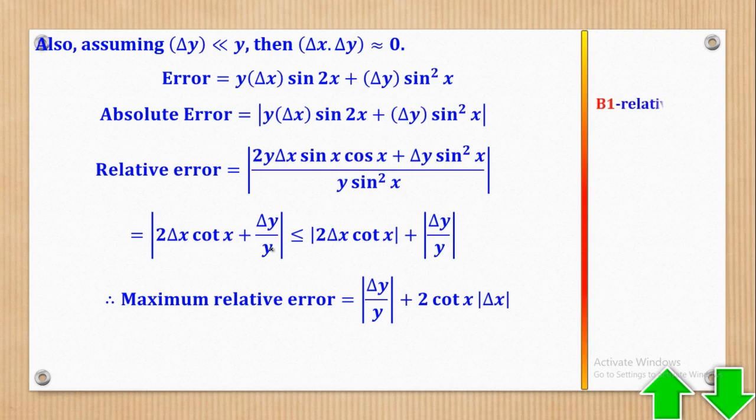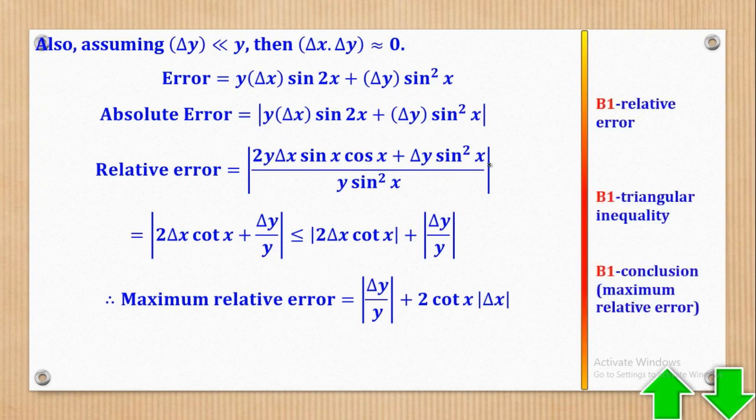So before we go to the next slide, let's see how marks can be awarded for this slide. B1 for relative error, another B1 for triangle inequality, and B1 for the conclusion.